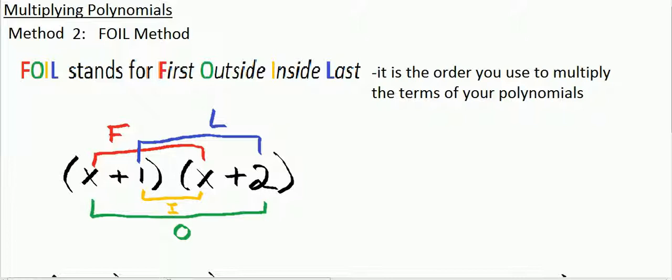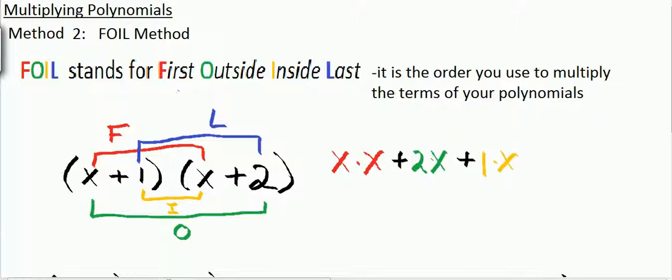Here my first terms are x and x in both of my polynomials. So I'm going to start by multiplying x times x, and then my next term is O, my outside terms. I have an x and a 2, so I'm going to multiply my 2 and my x together. And then my next term is my inside terms. My inside terms are going to be 1 and x, so 1 times x.